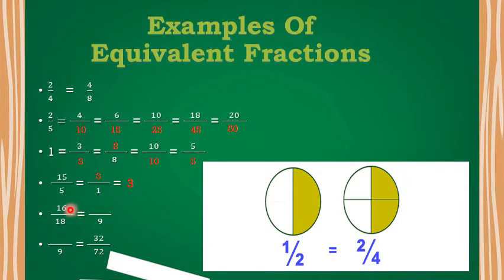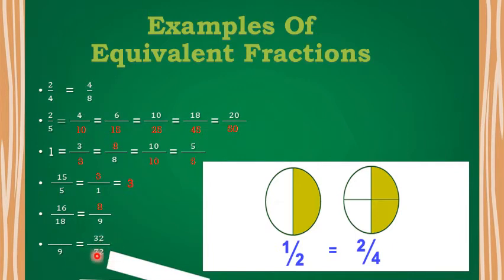Another one, 16 over 18. 18 will be 9, so it decreased. 18 will be 9 by dividing. 18 divided by what equals 9? 18 divided by 2. So we make 16 divided by 2 equals what? 8.